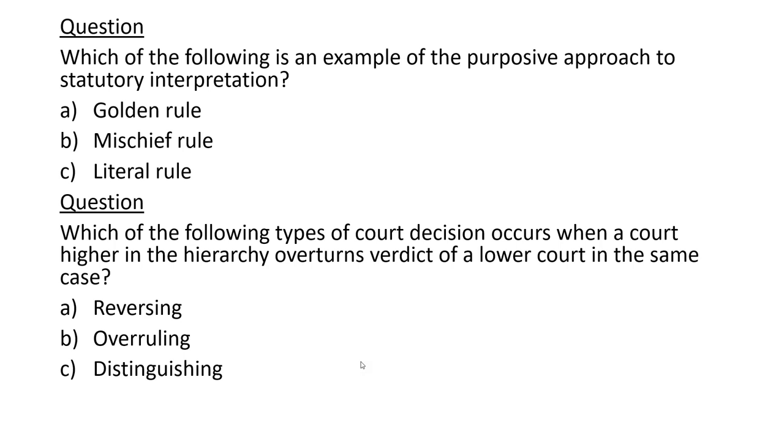So when a higher court overturns the verdict of a lower court in the same case, that is reversing. When a higher court overturns the verdict of a lower court in a different case, that is overruling. So basically, here the option will be reversing, because the High Court has overturned the verdict of a lower court in the same case.